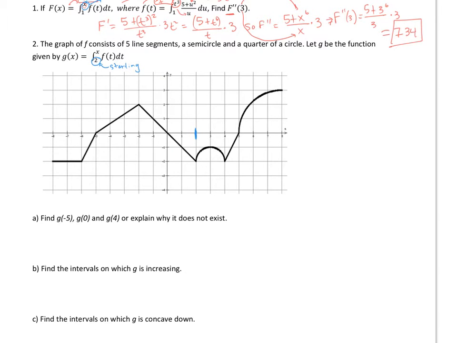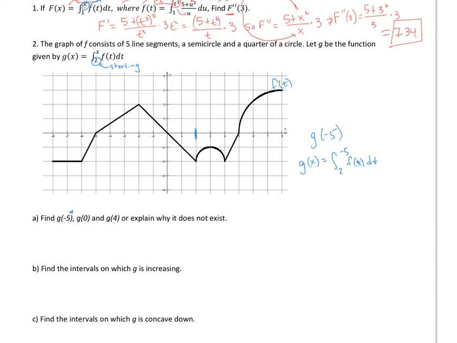So for this first one, if we are asked to find g of negative 5 right here in part A, what I'm looking for is the area under the curve. But look at what g of x is. G of x is this integral that we have right there. So let me substitute the value for x, because that's my x, into that part of the integral. So this ends up being from 2 to negative 5 of f of t dt. And again, this is f of t, this function that they gave me.